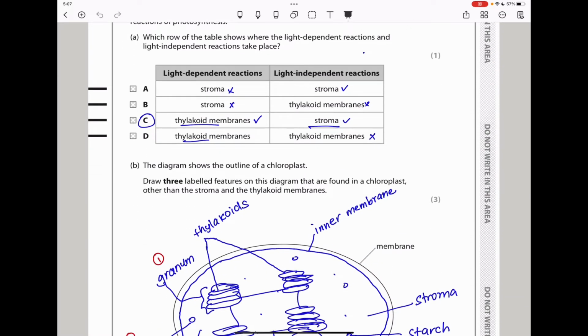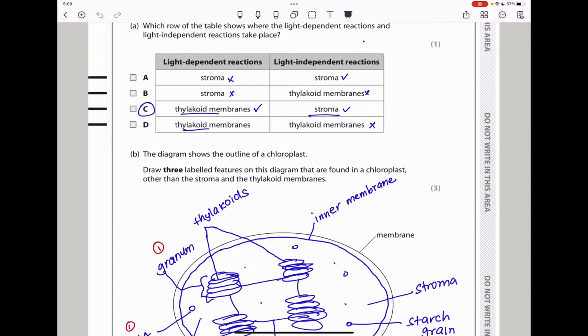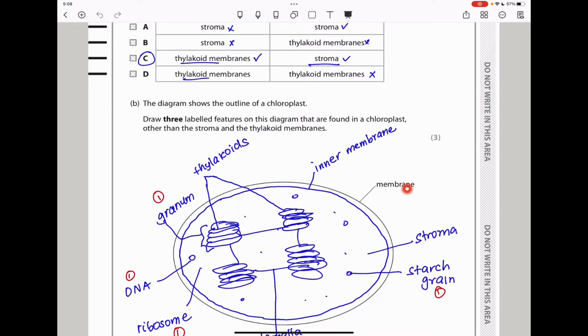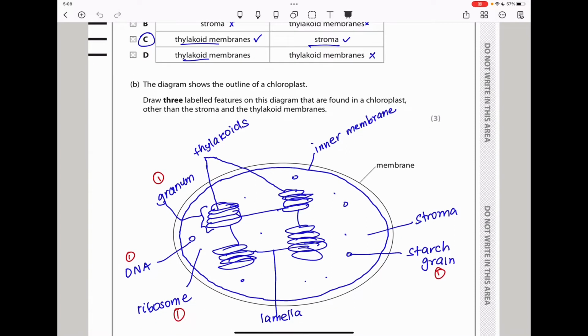So basically, the diagram shows the outline of a chloroplast. They say draw 3 labeled features on this diagram that are found in a chloroplast other than the stroma and the thylakoid membrane. The structure was drawn and the membrane was labeled, but there was no inner membrane, so I drew the inner membrane and labeled it. And then I drew the thylakoids as well as the connecting membrane, which is the lamella. I put in the DNA as well as the ribosomes. I labeled the granum, and then the stroma here and the starch grain.